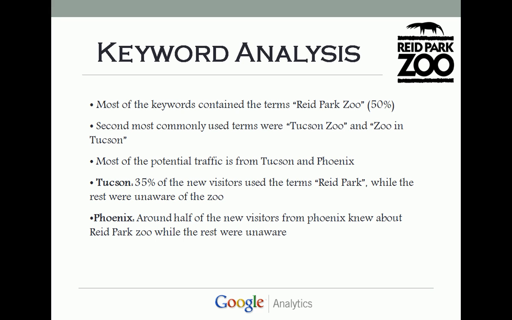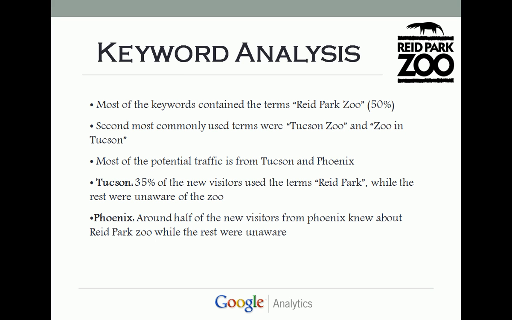As already discussed in the user profile, most of the traffic is from Arizona and mainly from Tucson, but we have also considered Phoenix as a major source of customers. So we have done analysis for Tucson wherein we came to know that 35% of the new visitors use the terms Reid Park, while the rest 65% didn't know about Reid Park Zoo and used some generic terms. Considering that 65% is a very large percentage, we can assume that there are quite a few people who would like to visit our zoo.